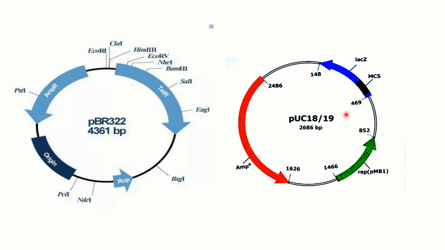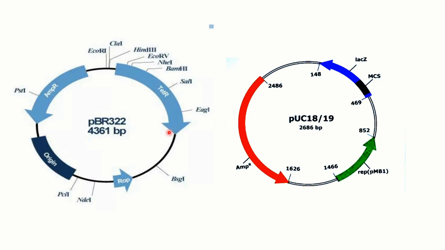First, let's understand the naming of the plasmid. The small p stands for plasmid, and BR stands for Bolivar and Rodriguez, and 322 is its construction number, because during the construction of the plasmid the scientists constructed many different variants of the plasmid, and this is the construction number. And also for pUC18 or 19, the p stands for plasmid, UC stands for University of California, and 18 or 19 is the construction number.